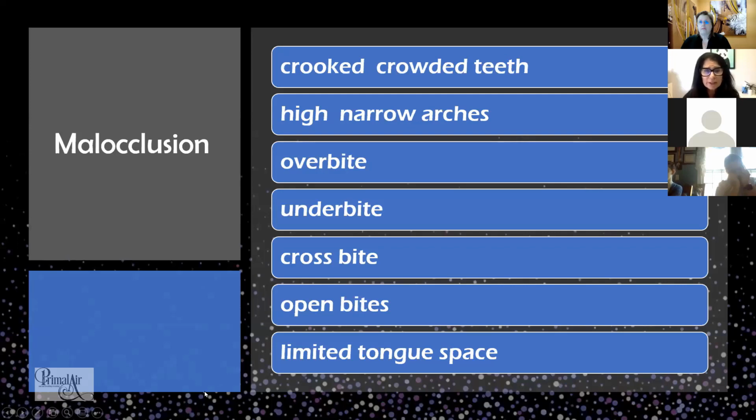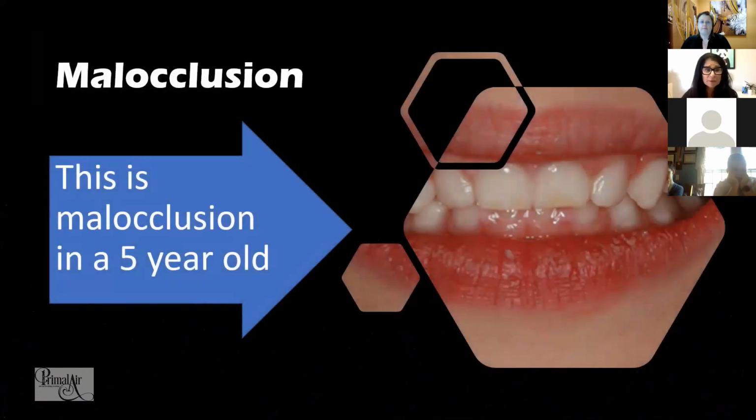So here's our list of all our malocclusions. We've already talked a lot about this. The bottom one, limited tongue space. That's because the arches are narrow and the tongue seems like it's too big. Can't fit in the palate. And that's why this is malocclusion in a 5-year-old.